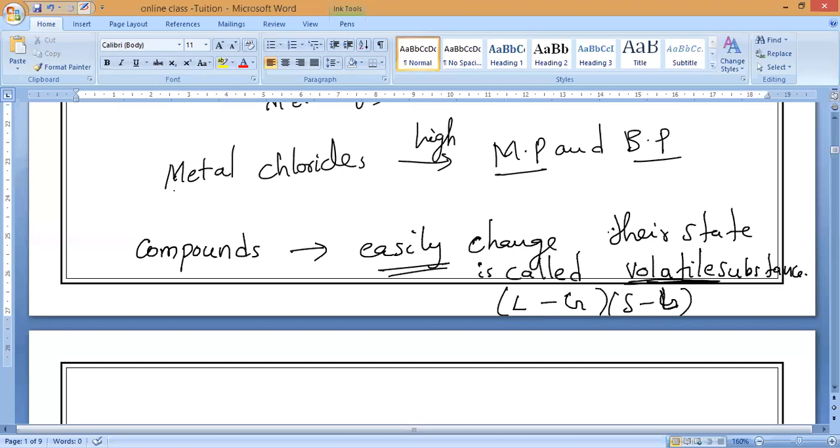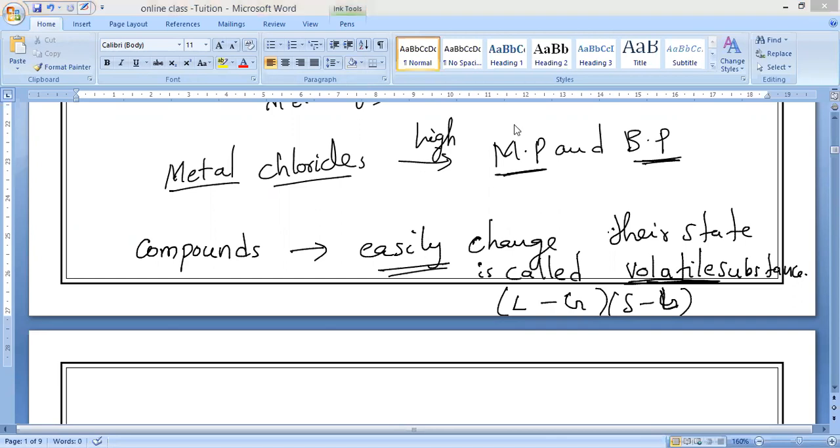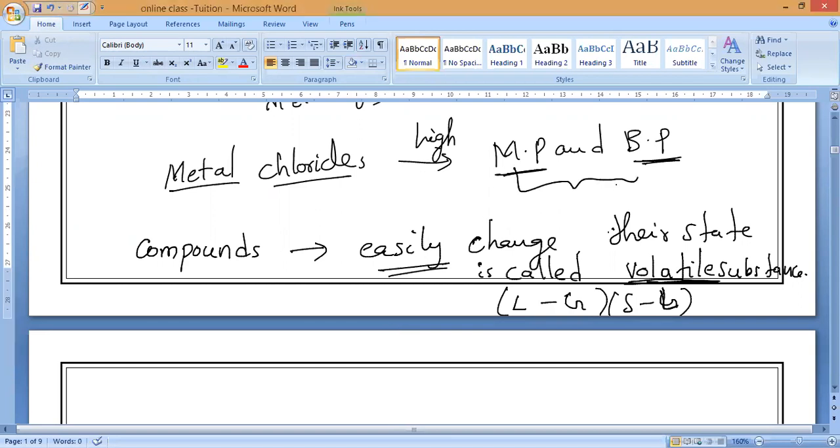But if you observe metal chlorides, they have very high melting points and boiling points. So are they volatile substances or not? Non-volatile. Understanding? Because they have very high melting and boiling points, these metal chlorides we call non-volatile substances. Do you understand? Yes or no?